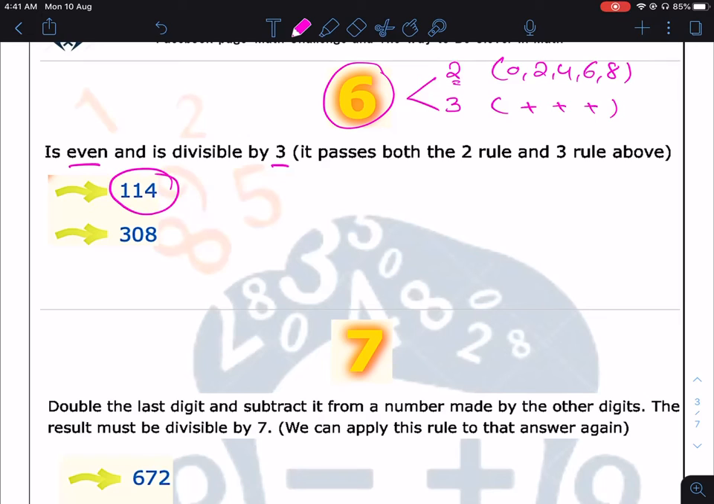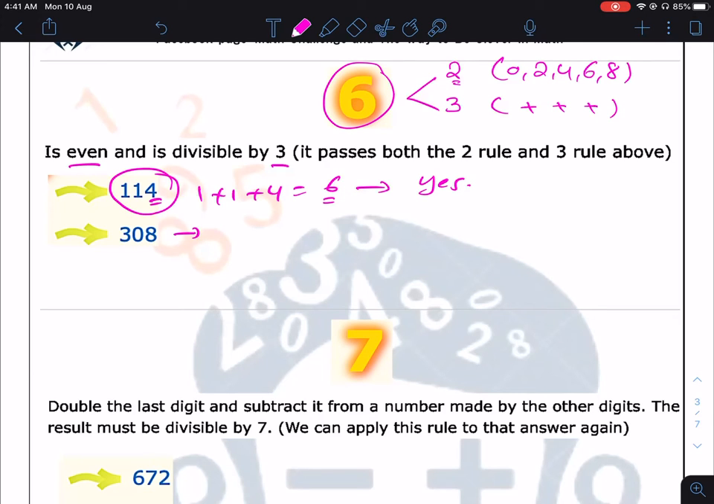Let's try this one. The last digit is even, so this number is divisible by 2. And to check divisibility by 3, add all the digits. It will be 6, so this number is divisible by 3. This number is divisible by 2 and divisible by 3. It's divisible by 6. Yes.